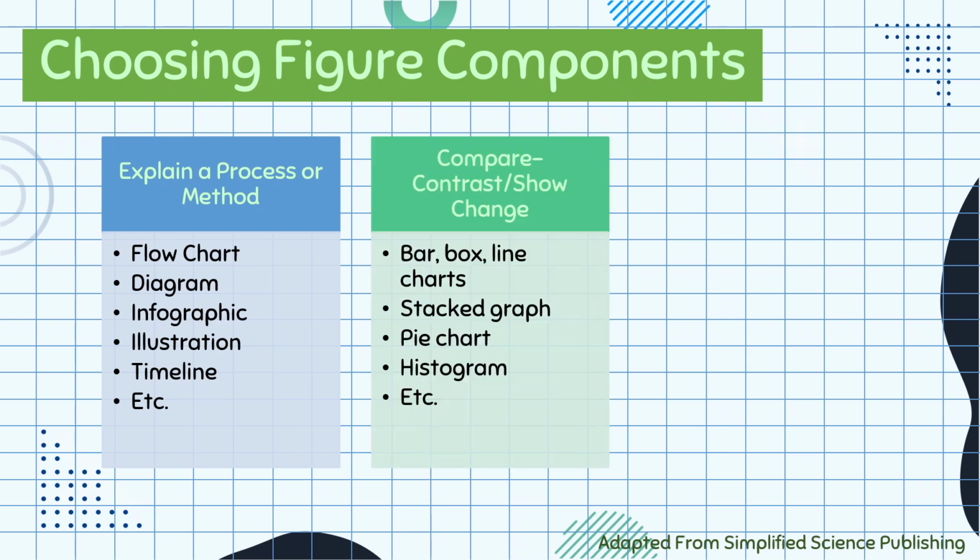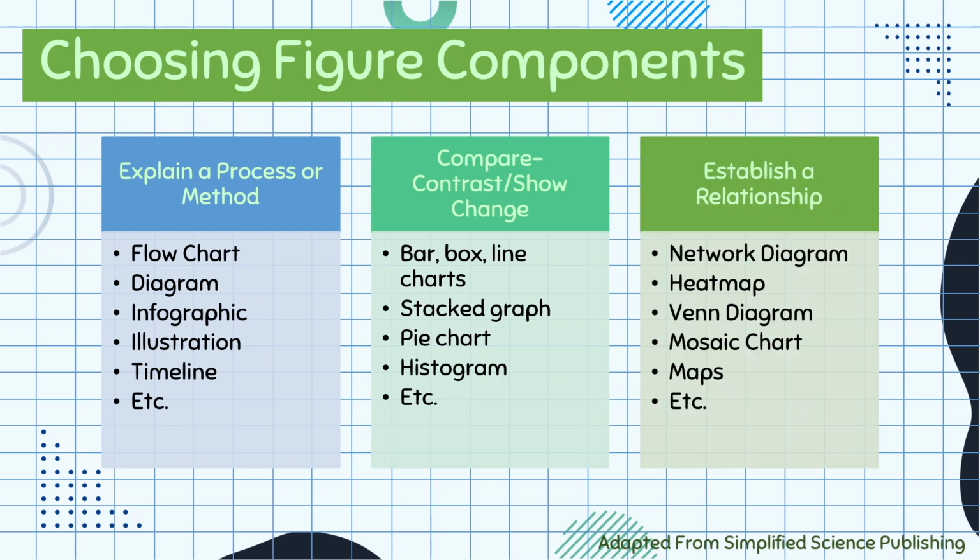If you're trying to compare and contrast or show change, our bar, box, and line plots are classics. Stacked graphs, pie charts, histograms, those are going to be your bread and butter. If you're looking to establish a relationship, something like a network diagram, a heat map, Venn diagram, mosaic chart maps, etc., there are way more types of plots than I could possibly mention here. But those are going to be the ones that you'll use to make connections for your audience.